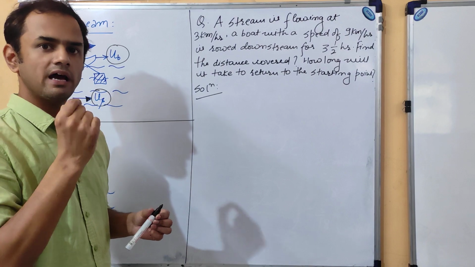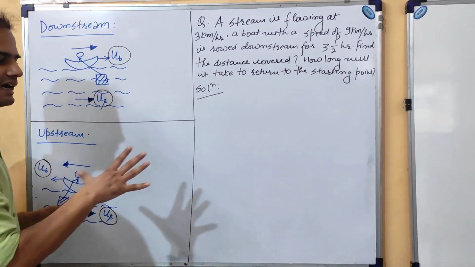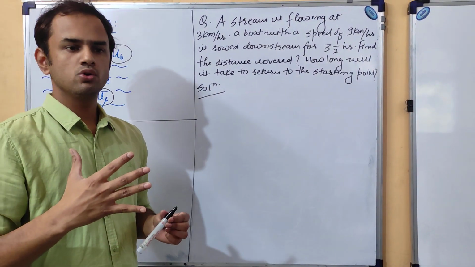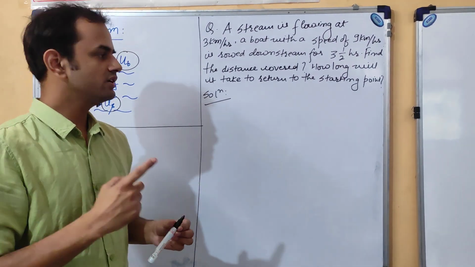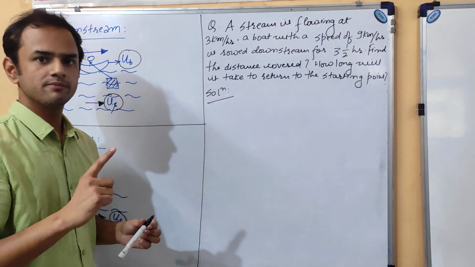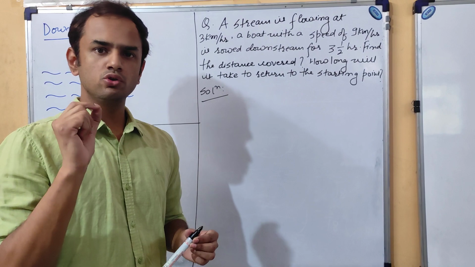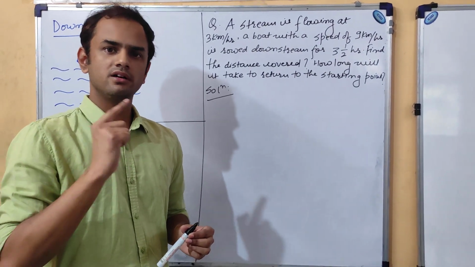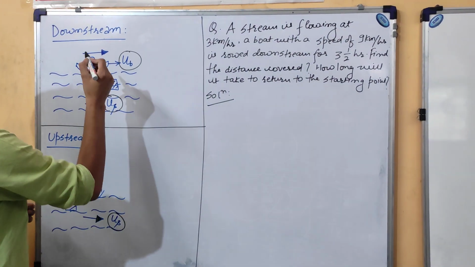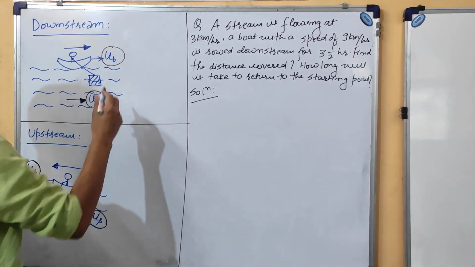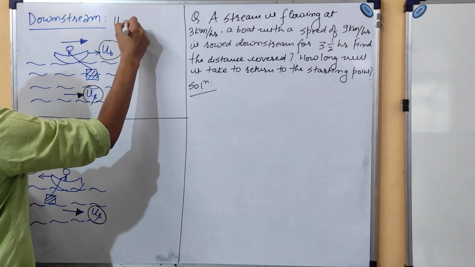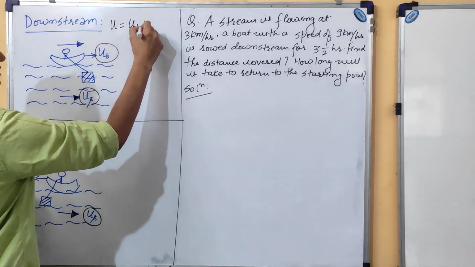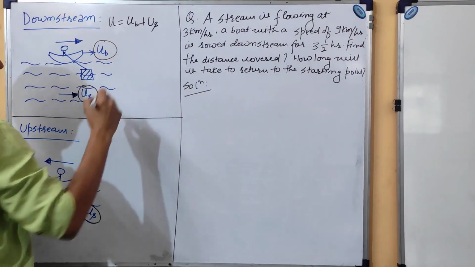So speed is added. In this entire video I have used some symbols, notations. So U is for speed, please listen to this. U is for speed, S is for distance, and T is for time, right? So what will happen in case of downstream? Speed becomes UB plus US.